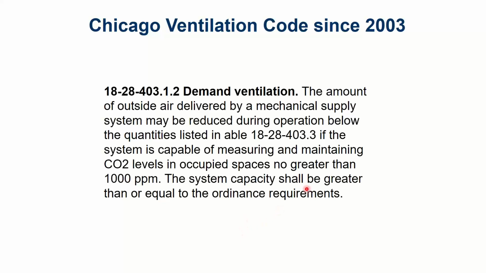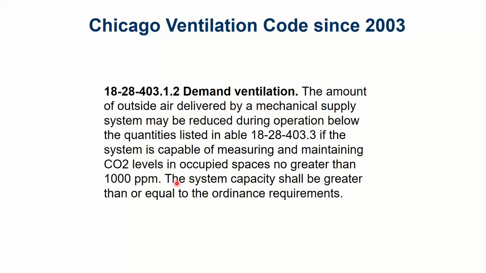The only thing weird about the Chicago code is they actually specify a specific CO2 parts per million set point that you must use of 1,000. Pretty much everywhere else, we're doing 700 parts per million above the outdoor air level. And so that means if your outdoor air level is 400, your set point becomes 1,100.